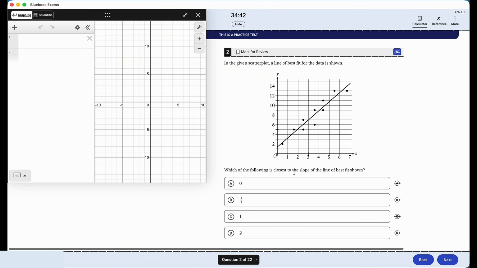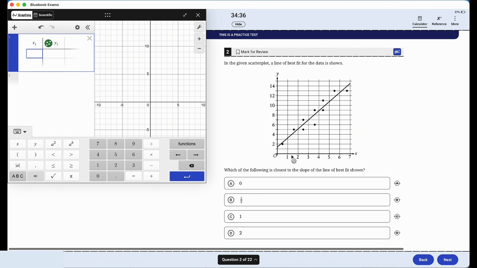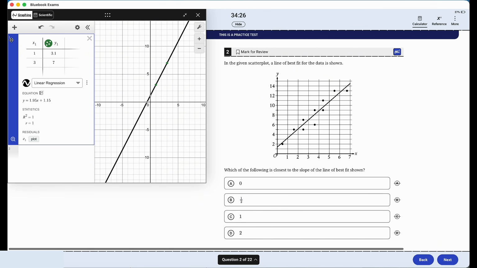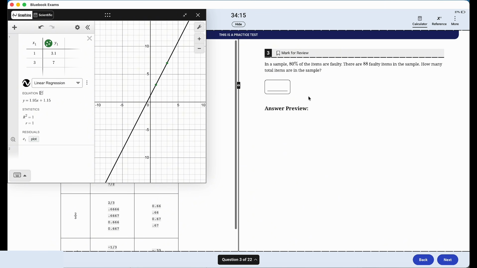Next one gives us a graph. What's the slope, right? So we did a slope question in the first module. Add a table, find 2 points, right? So to me, this looks like 1 comma, maybe a little bit more than 3. So I'll go 3.1. And then I got to find another point here. It looks like 3.7. That looks nice. So 2 points from the line, hit the regression button. I get 1.95 for my slope. So 2. It says closest to. When it says closest, probably not going to get an exact answer, but there should be one that's much closer than all the others.